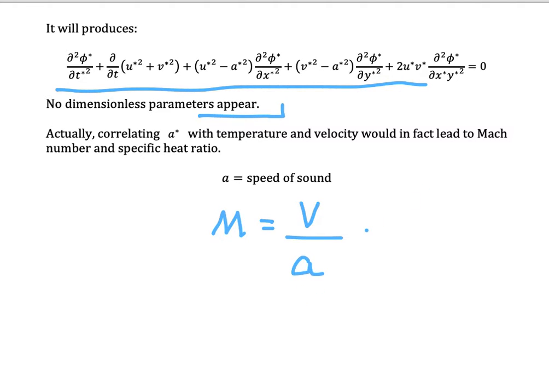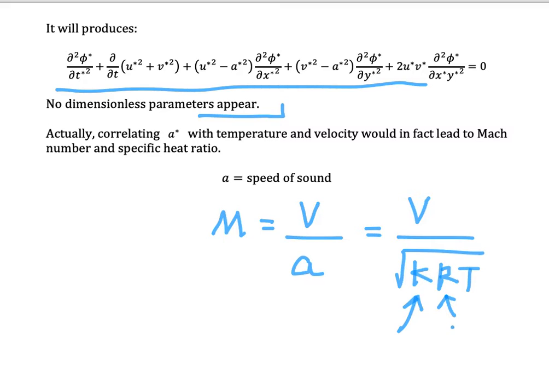And then the speed of sound actually needs to be calculated by using the idea of the square root of kRT, where k here is the specific heat ratio for a certain gas. And then R is the gas constant, where normally we divide 8313 or 8314 by the molar mass. Okay, and then the temperature is in Kelvin.